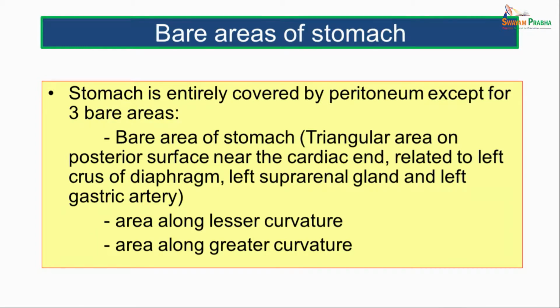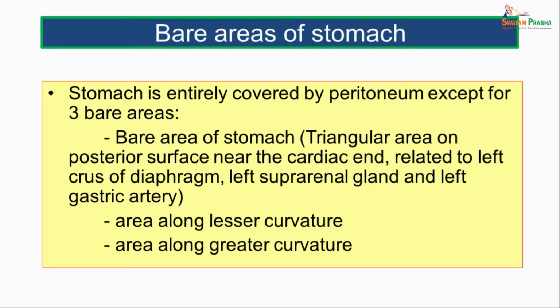Apart from this, there are two more areas which are not covered by peritoneum, and that is the area along the lesser curvature where the two layers of lesser omentum split, as well as the area along the greater curvature, a point where the two layers fuse and then go as the gastrophrenic, gastrosplenic ligaments and the greater omentum. So, these are the three areas or three parts of the stomach which are devoid of peritoneal covering and thus called the bare areas.